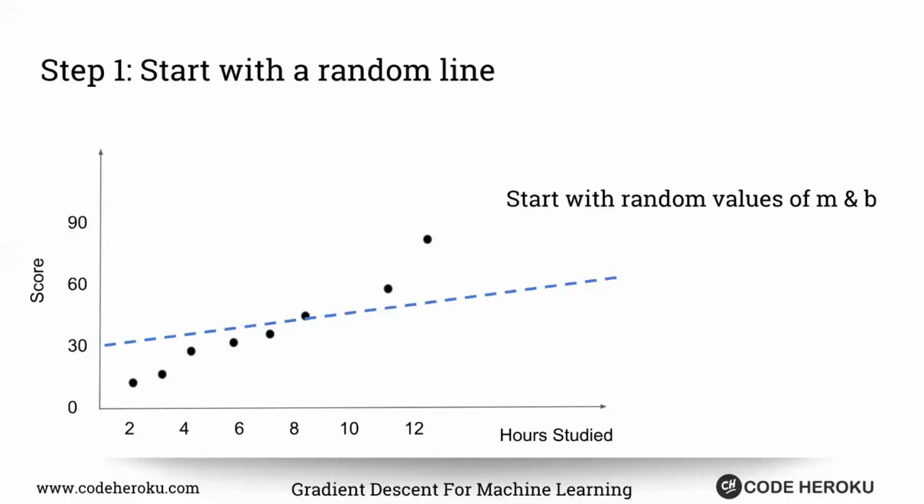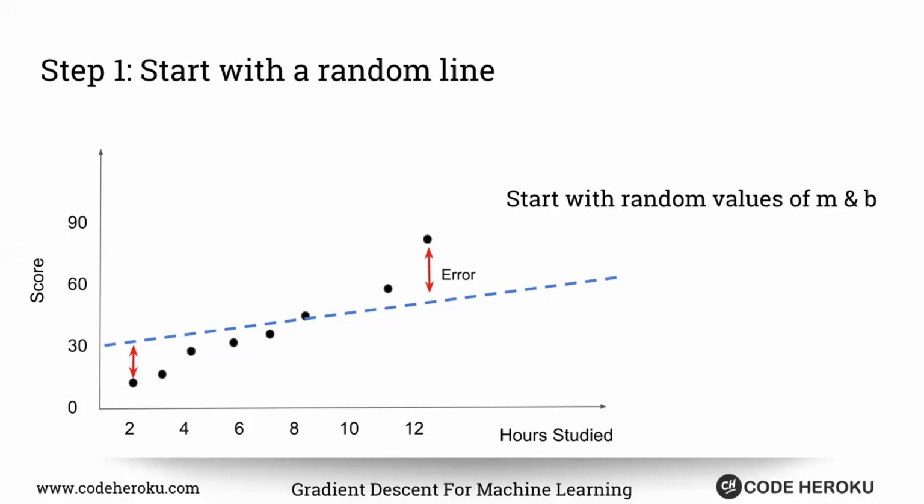We start with the random line. The spider has to start somewhere. So over here as well, we are going to use trial and error to find the best line. We start with a random value of m and b. So let's say we start with a random value of m and b and we get a line like this. So given this line, do we know how to calculate error?